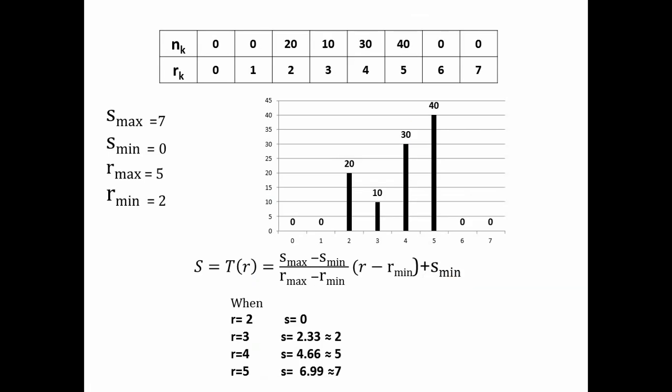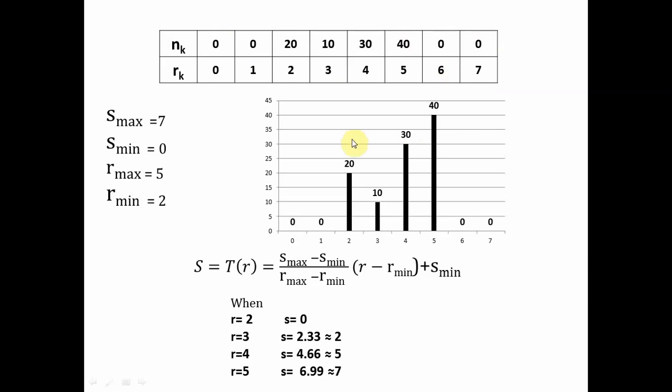For example, suppose you have the number of pixels for the input gray levels 0, 1, 2, 3, 4, 5, 6, 7. Gray level 0 repeats 0 times, 1 repeats 0 times, 2 repeats 20 times, 3 repeats 10 times, 4 repeats 30 times, 5 repeats 40 times, 6 repeats 0 times, and 7 repeats 0 times.